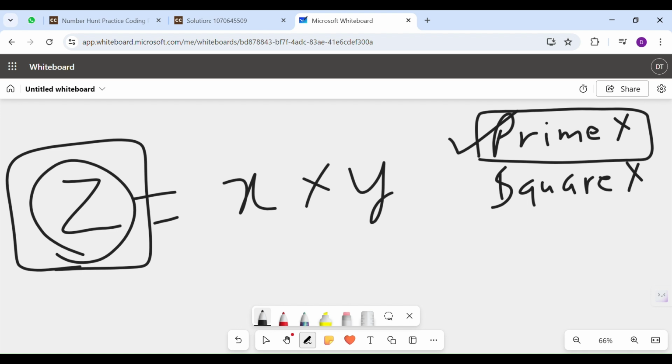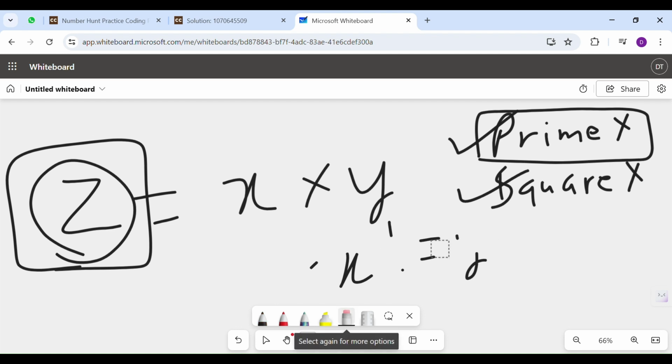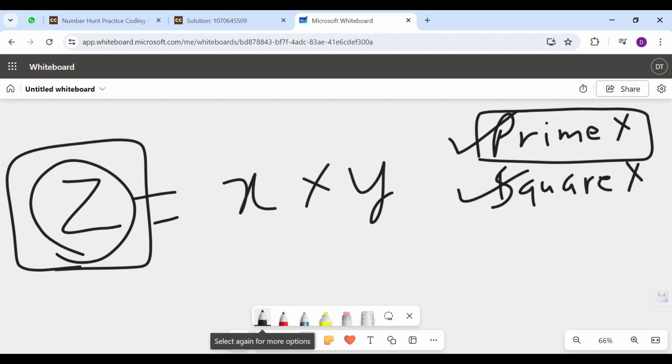Now, second condition, it should not be a square. If I am able to represent Z as the product of two numbers x and y, and x is not equal to y, then that means this condition is also satisfied. So now the question arises that I just need to find a number Z which is the product of two numbers, each more than 1.